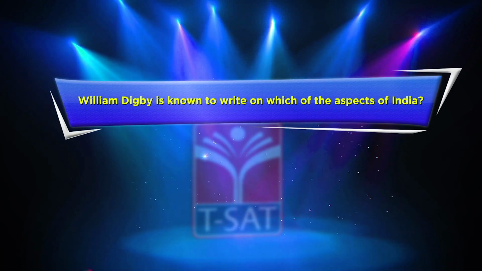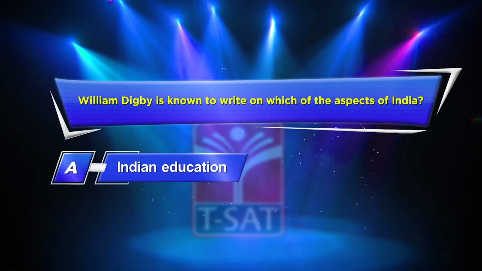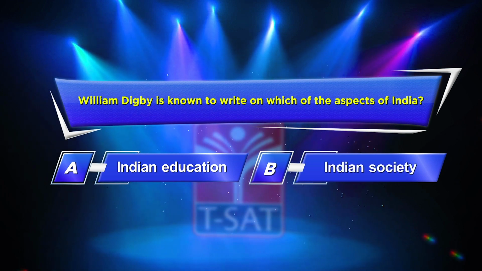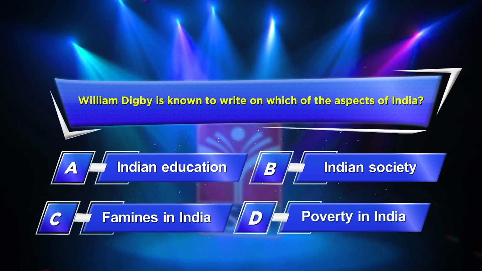Second question is about modern Indian history and freedom struggle. William Digby is known to write on which of the aspects of India? Option A, Indian education. Option B, Indian society. Option C, famines in India. Option D, poverty in India. Your time starts now.